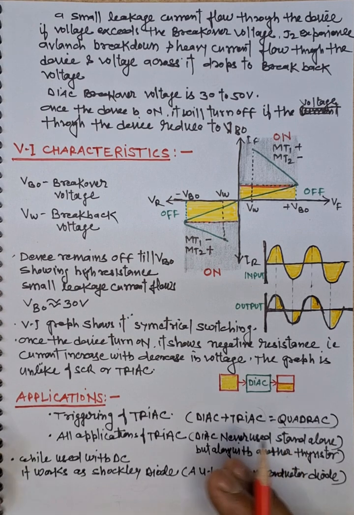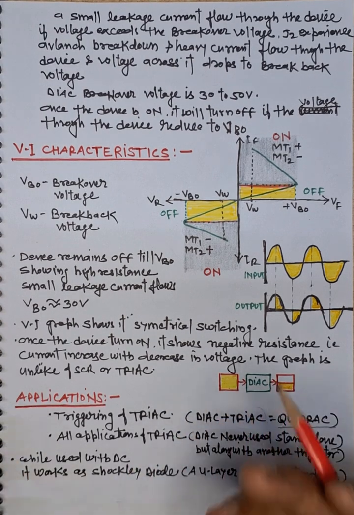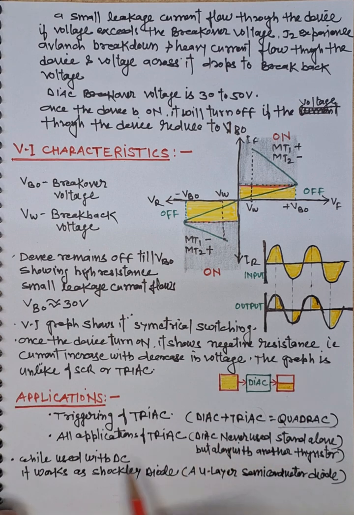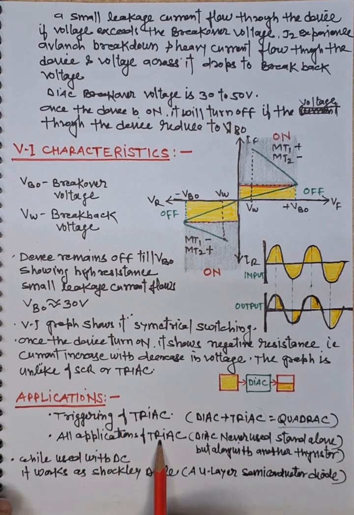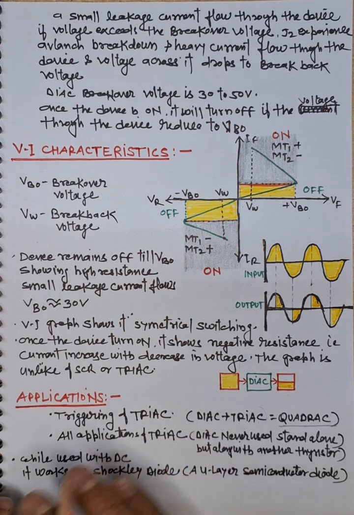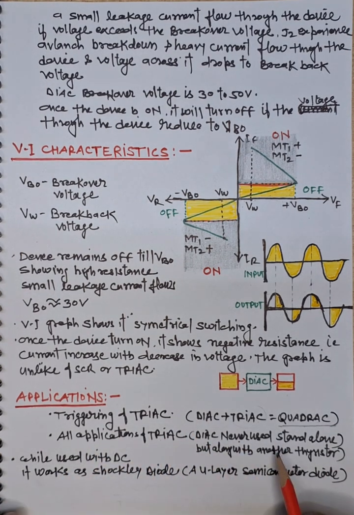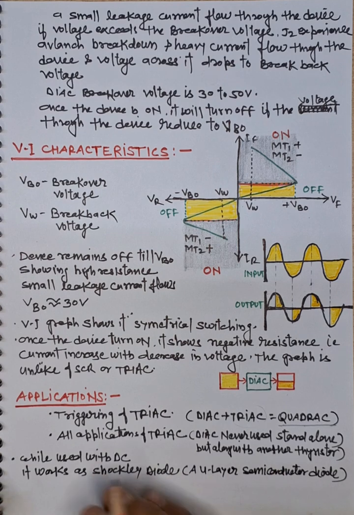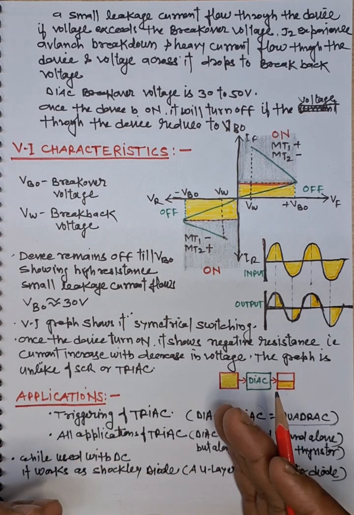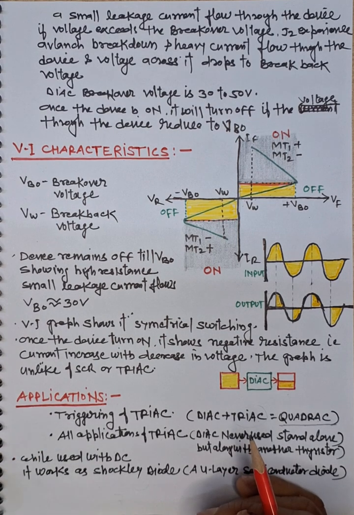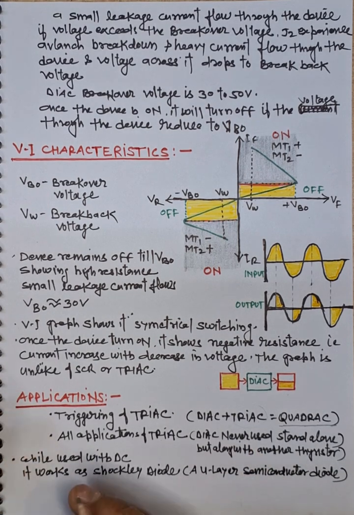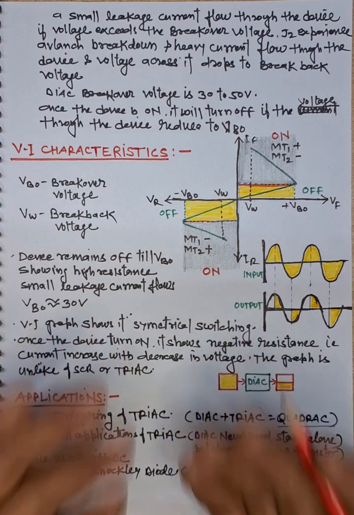In all applications, wherever the TRIAC is put into use in a circuit, obviously a DIAC will be there. As far as application is concerned, wherever the TRIAC is there, the DIAC will be there. The DIAC is never used in standalone mode in any circuit. When the DIAC is used with DC, it works as a Shockley diode, which we already studied in previous videos. And when it is used with AC, it works as a DIAC itself.